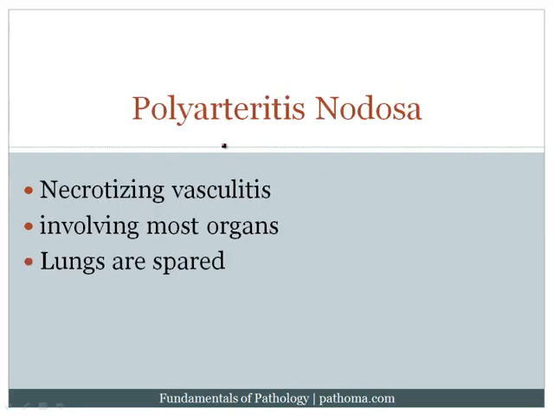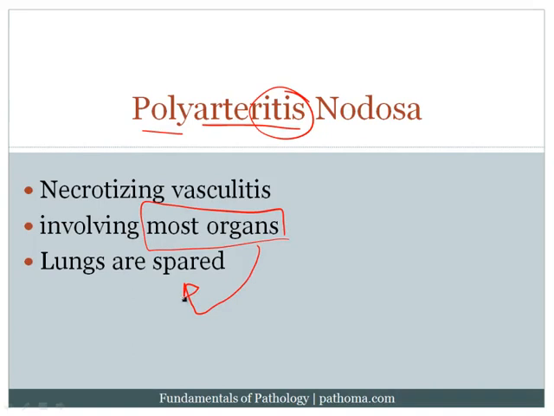The first of these disorders is called Polyarteritis Nodosa, and the name is very helpful. Polyarteritis, multiple arteries, and of course there's going to be inflammation. So this is a necrotizing vasculitis that involves most organs. One important thing to note, however, is that the lung is spared. So when you're thinking about polyarteritis nodosa, you can get signs and symptoms in any organ except the lung.